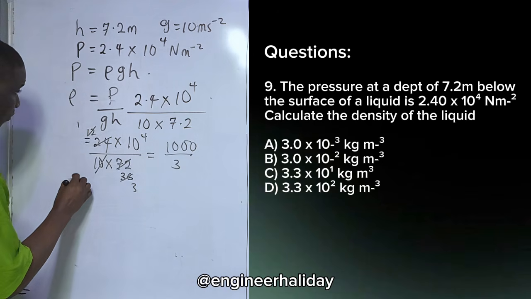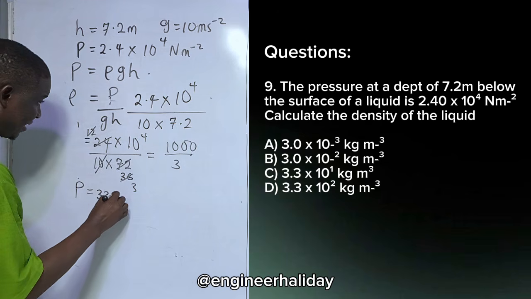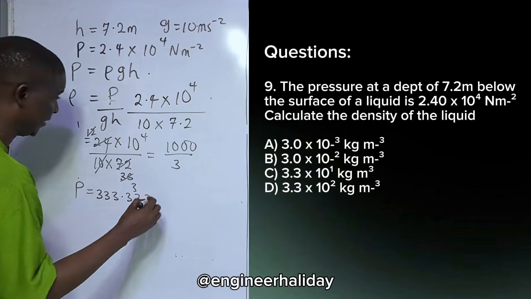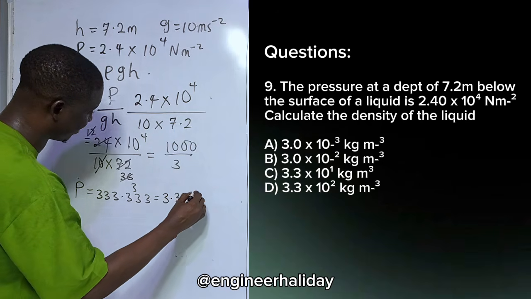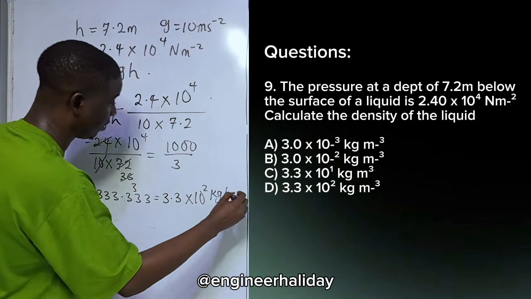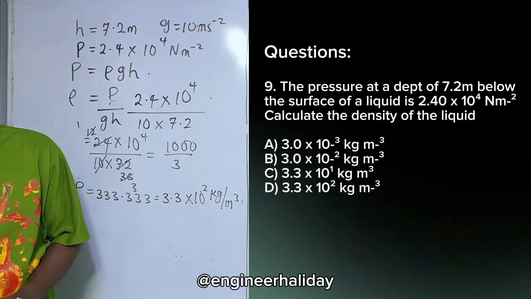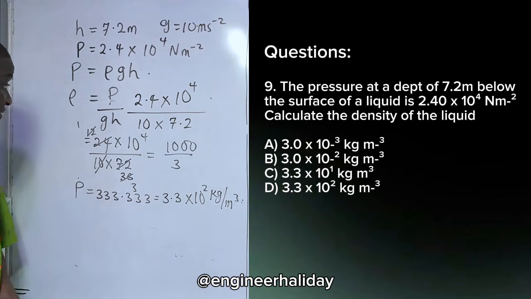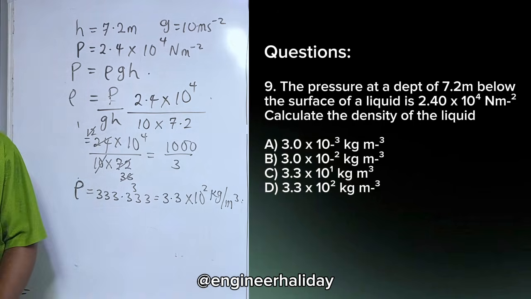So our answer will now be 333.333, if you press your calculator very well, which is about 3.3 times 10 to the power 2 kilogram per meter cube. So that will now be our answer for density. Density is what we are looking for. So that is the unit of density.